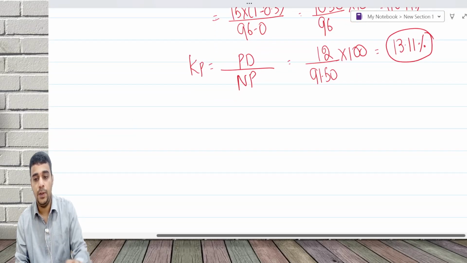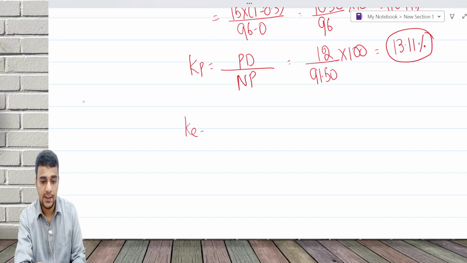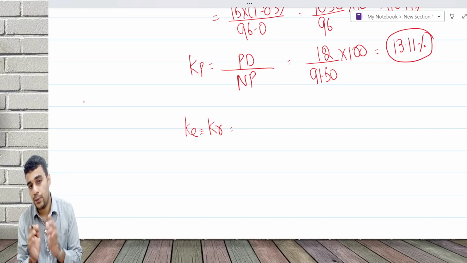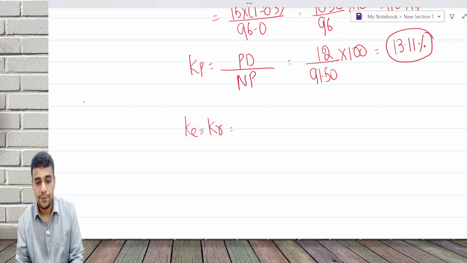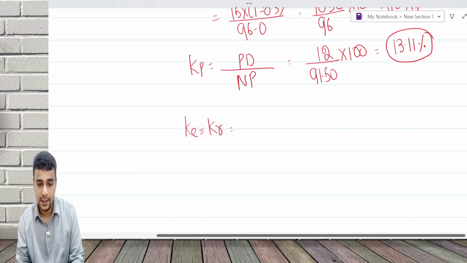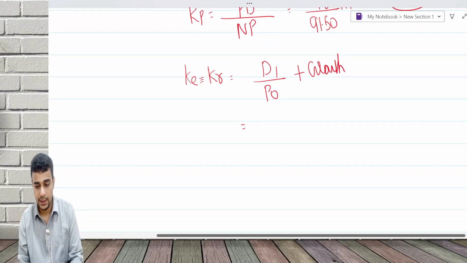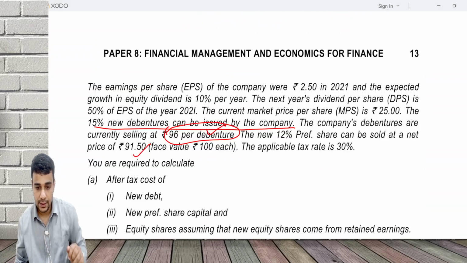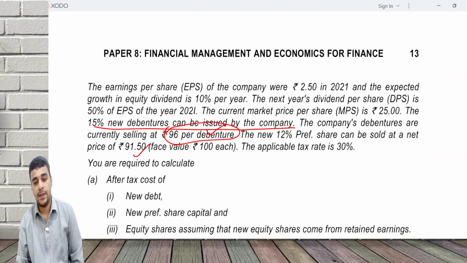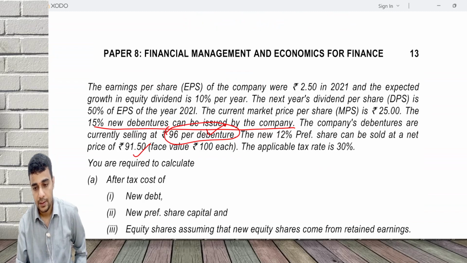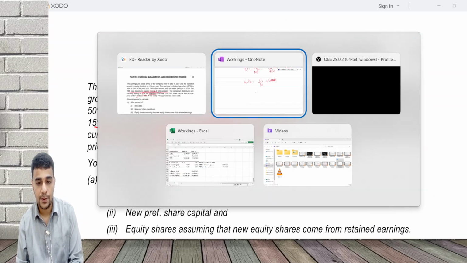Cost of equity, technically cost of retained earnings, because they've said it will come from retained earnings. Anyway, the formula is the same. We will not assume any flotation cost here. Cost of equity, technically cost of retained earnings, is equal to D1 by P0 plus growth rate.